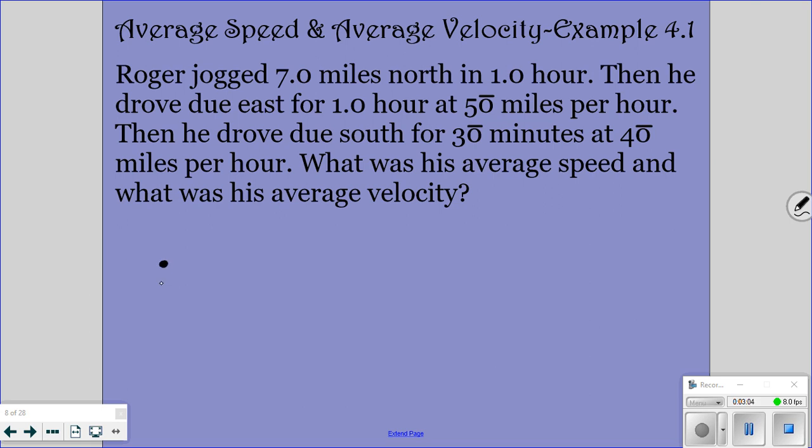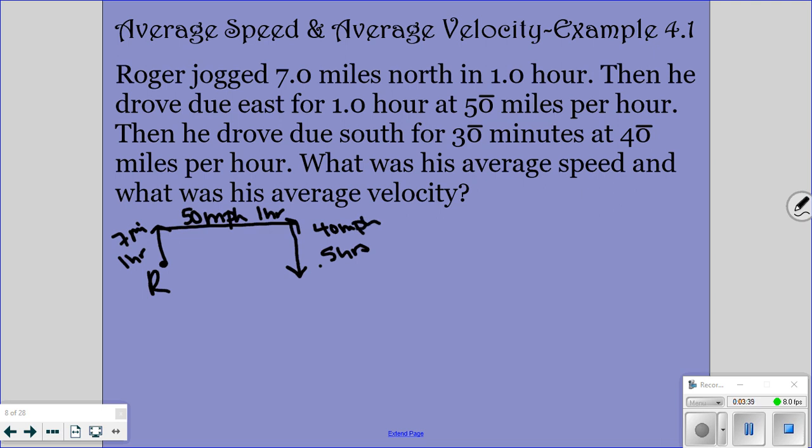So here's Roger. This is where he starts. And he goes 7 miles north in 1 hour. And then he went east 50 miles per hour for 1 hour. And then he drove south for 30 minutes, so that's 0.5 hours, and his speed was 40 miles per hour.